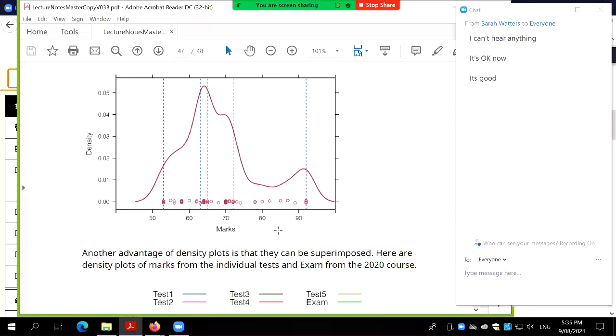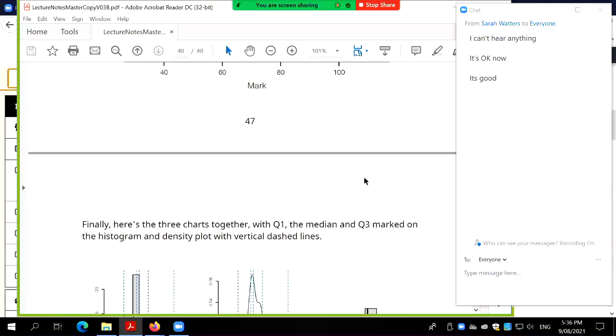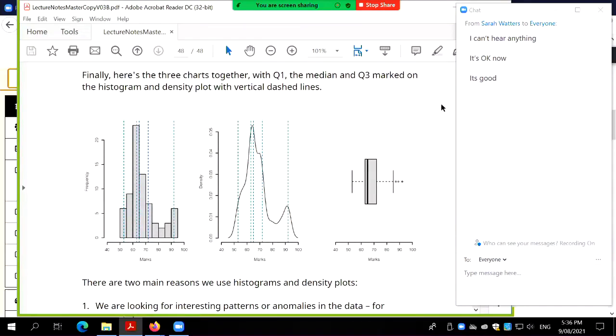Okay. One big advantage of density plots is you can overlay them. Now that looks like a bit of a mess, but that's the marks from all the assessments for the course last year. And I can look at them and see, okay, this test was harder than that one. The final exam, I think, was that one there. That's kind of pretty widespread. That's all fine. And then just for the heck of it, I've put, again, the same data, the histogram, the density plot, and the box plot, so you can see how they match up.